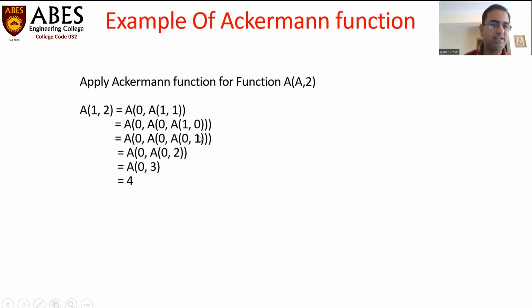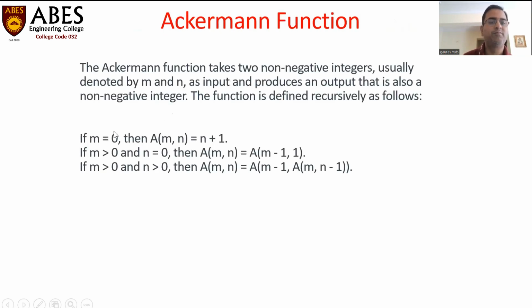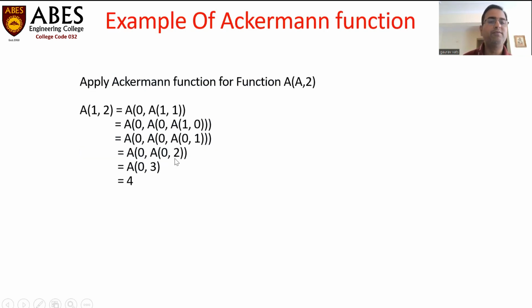Function will give you a result of 2. That's why a(0, 2). Again, you can see the value of m is 0 and n is greater than 0. Then this will result in n plus 1. That means the value of the second argument will increase by 1. Now, the value of the second argument is 2, so it is increased by 1, and the whole function will give 3.